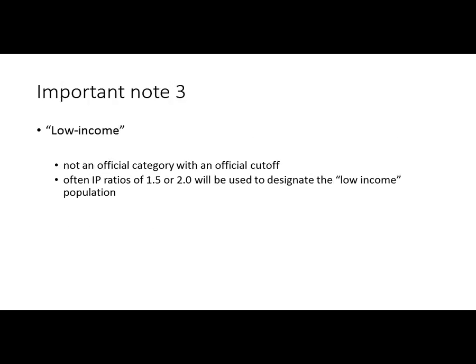A third important note is that there is no official definition of the term low income. It is possible, and people often do this, to use income to poverty ratios of 1.5 or 2.0 to designate the low income population, but ultimately you have to specify which figure you're going to use. For example, for the school lunch program, to be eligible for free school lunches, a family's income is supposed to be less than 1.3 times the poverty line, because that's considered low income.